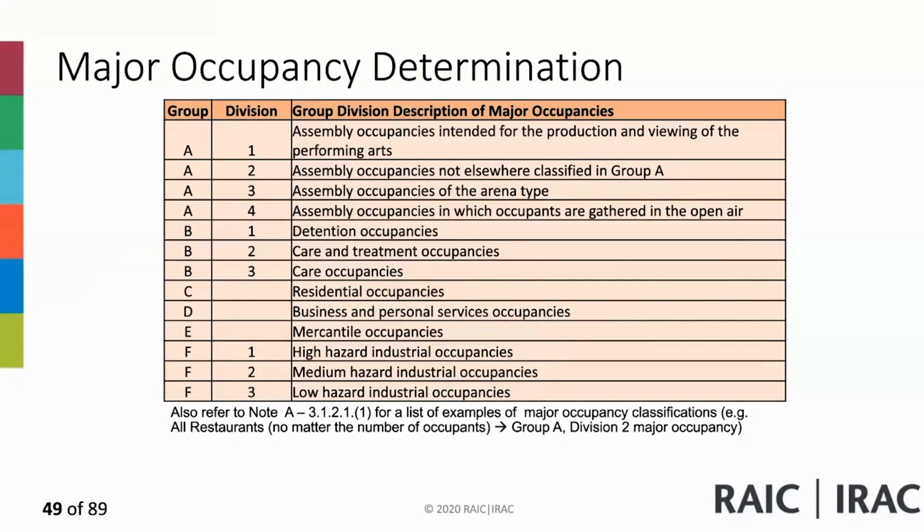Remember, these are all defined terms. Let's take a look at the definitions of Group F Division 3 and Group F Division 2. When you take a look at the definition of low hazard industrial occupancy, which is Group F Division 3, and medium hazard Group F Division 2, please tell me a definition of one or the other. So maybe give me the definition of Group F Division 3. Low hazard industrial occupancy.